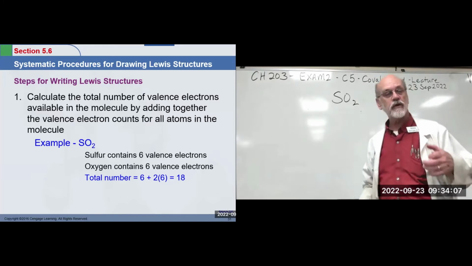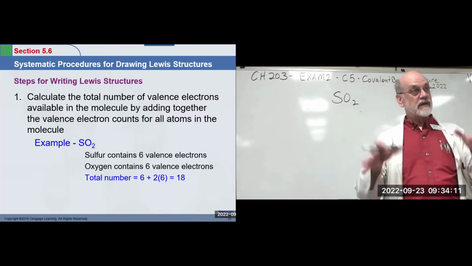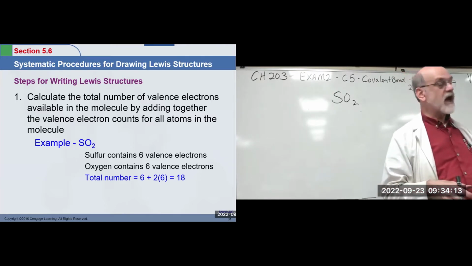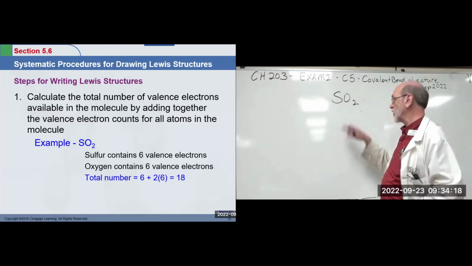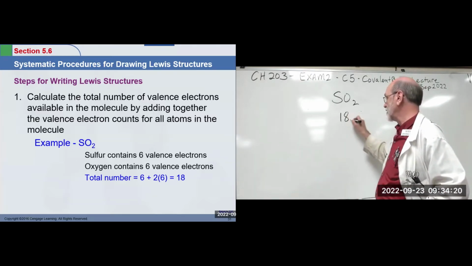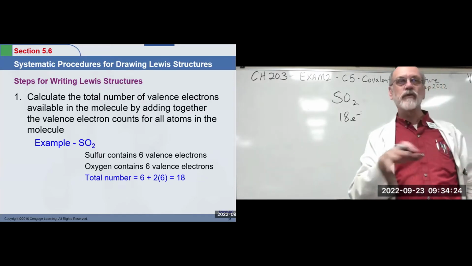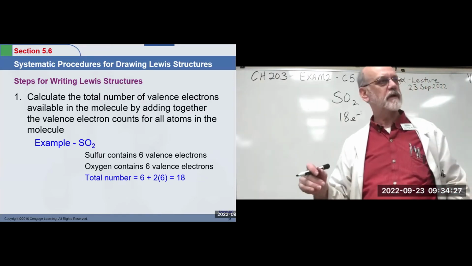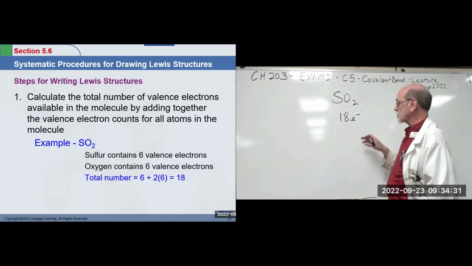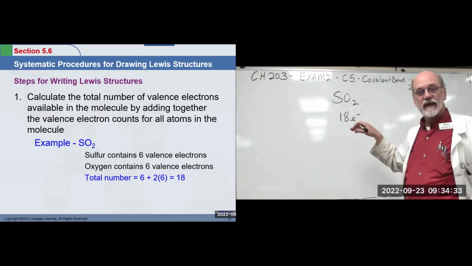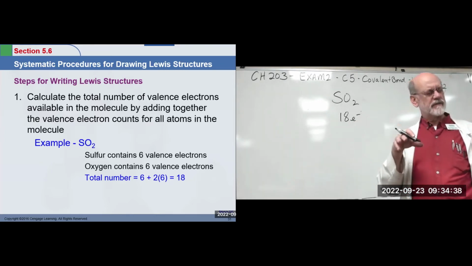Okay, so what do you do first? You count up the valence electrons for all the atoms in the molecule. Sulfur and oxygen are from the same family, so they have 6 valence electrons each. So 3 times 6 is 18. Right? That's just the valence electrons. We don't mess with the core electrons. We don't care about them. They're not involved in bonding. So once you do that, then you take the molecule and you form single bonds.